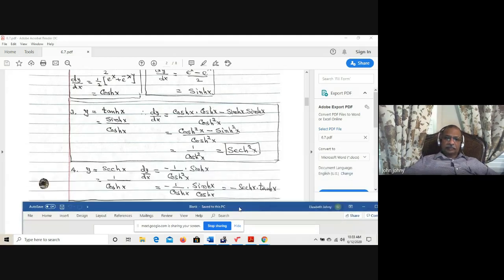Sech x. Sech x is 1 over cosh x, and you are using the chain rule here. dy over dx is negative 1 over cosh square x times sinh x. So that is negative 1 over cosh x times sinh x over cosh x. It's negative sech x times tanh x. So we are applying the chain rule. You may use the quotient rule also, it doesn't matter.